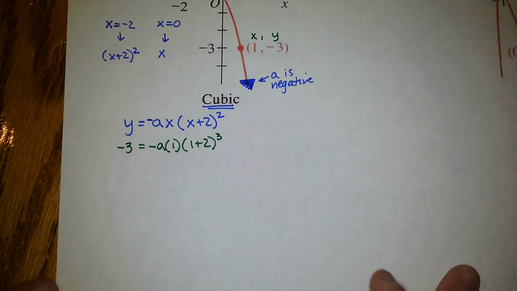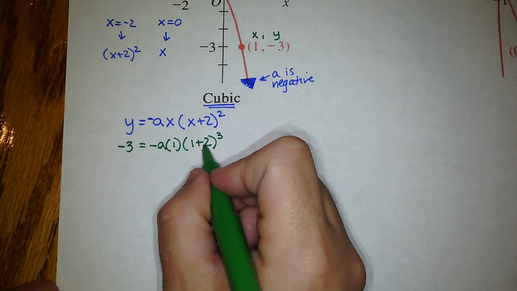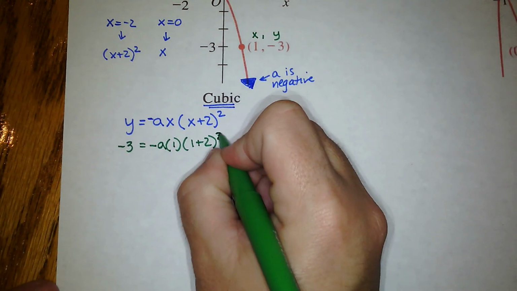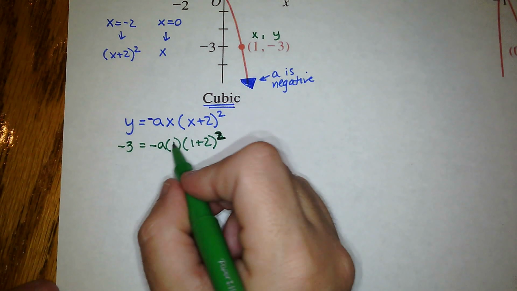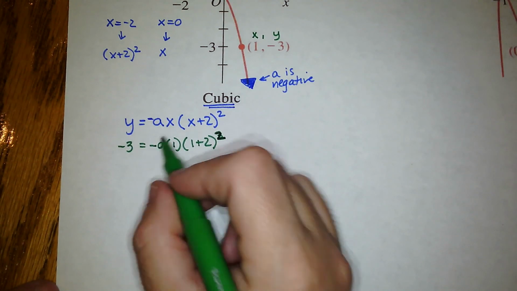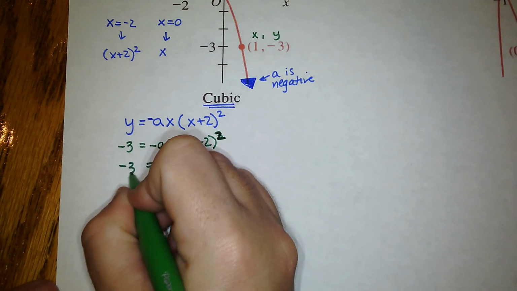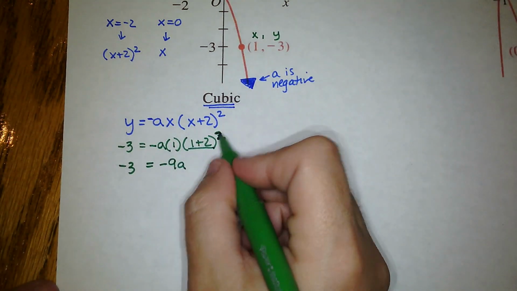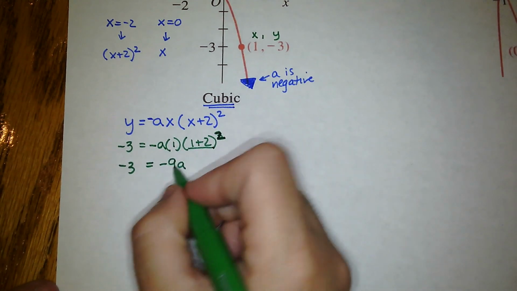Let's see what this does. 1 plus 2 is 3. Oops, that should be a 2. 1 plus 2 is 3, and 3 squared is 9. 9 times 1 is 9, and 9 times -a is -9a. So 3 squared is 9 times 1 times -a.